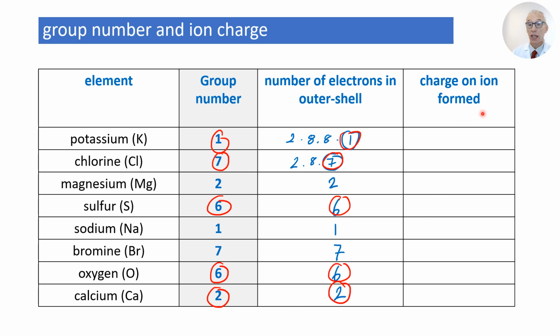Could you decide, therefore, on the charge on the ion formed? So these are the numbers of electrons in the outer shell of the atom. What would be the charge on the ion formed? Pause, complete those ion charges. Come back when you're ready.